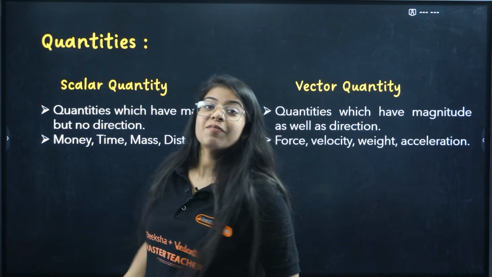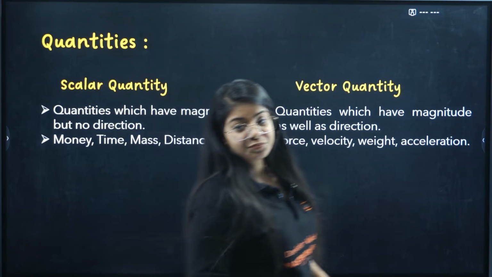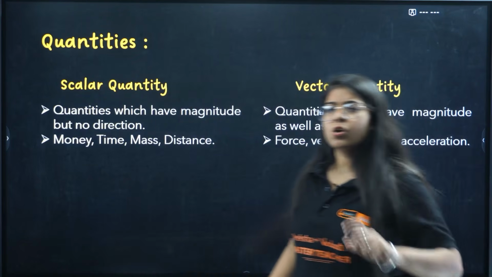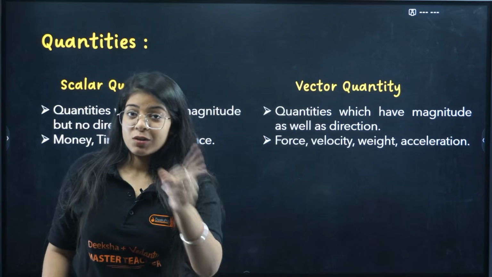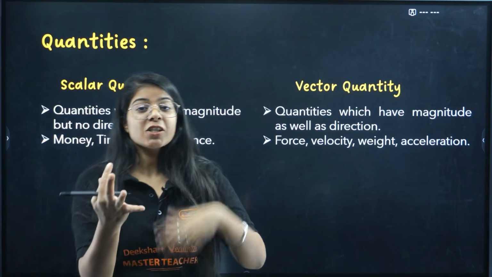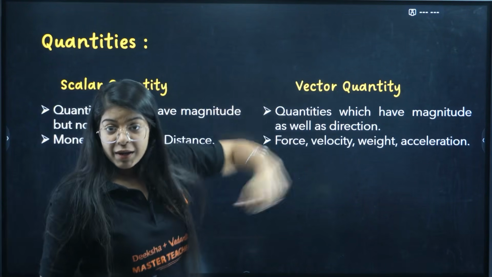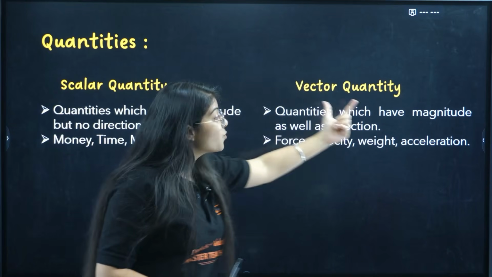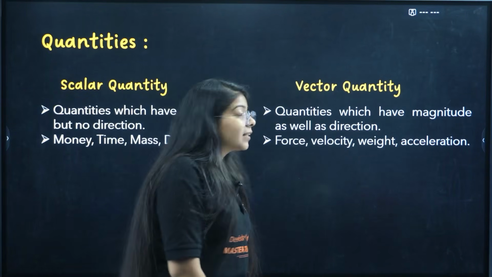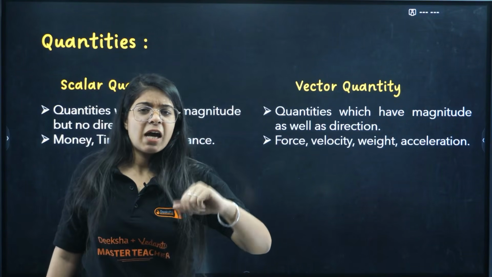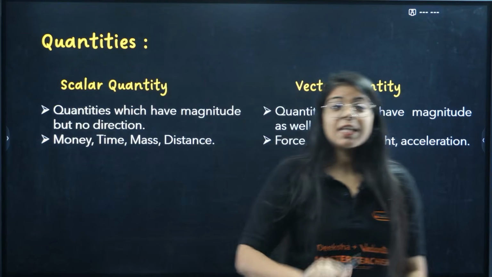Mass, you just say 5 kg. You don't say 5 kg upwards or 5 kg right. Distance is also a scalar quantity. Now, how is distance a scalar quantity? We'll study in a bit, because giving direction and not giving direction, both are very different things. Before that, let's study vector quantity. Quantities which have both magnitude and direction are called vector quantities. Now, these are a little bit high physics quantities, which are force, velocity, weight, acceleration. We'll study them just in a bit.